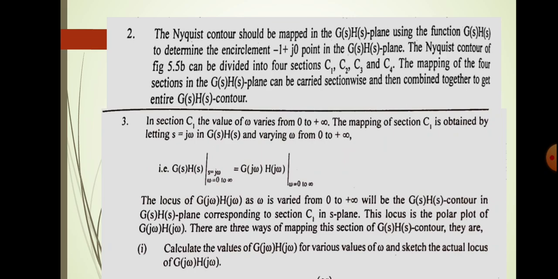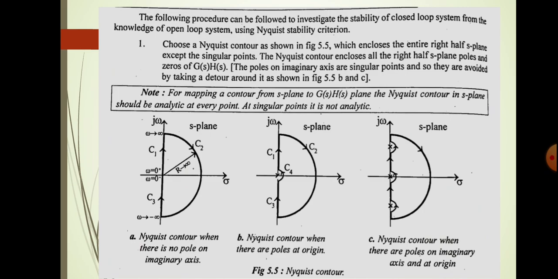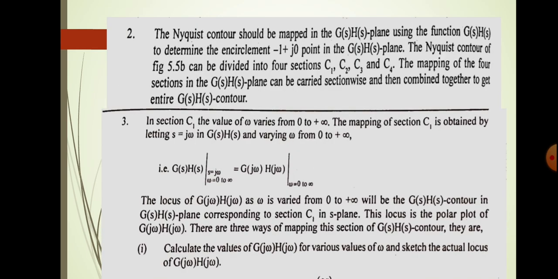So in the next step we will be given the g of s into h of s quantity. So we have to replace s with j omega. So we will get g of j omega into h of j omega. In the case of C1, see this is the j omega axis, omega value varies from 0 to infinity, so 0 to plus infinity. So when we are mapping all the points of g of j omega, h of j omega for corresponding omega values, we will get another contour.